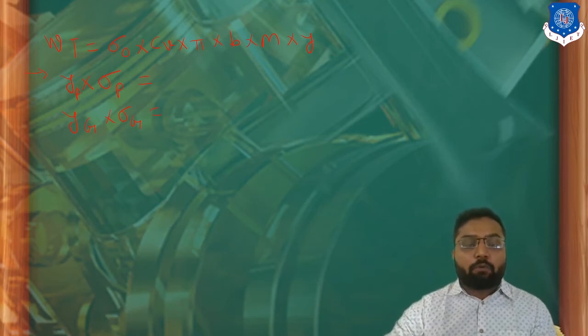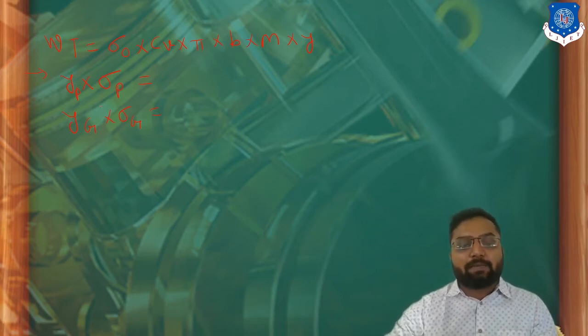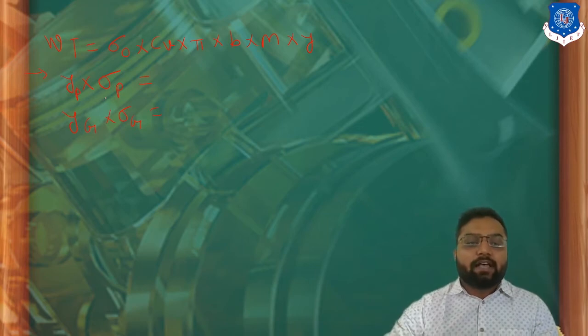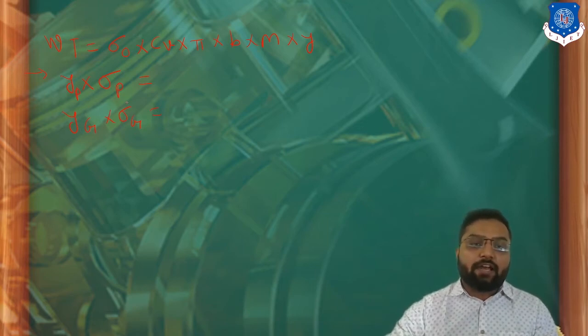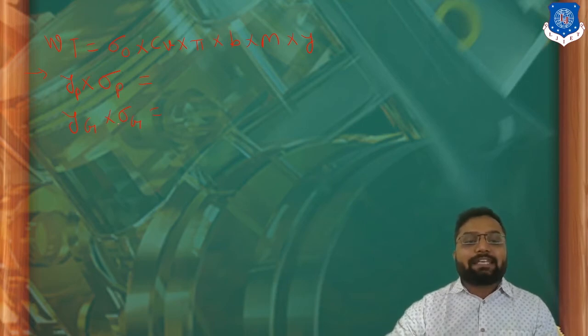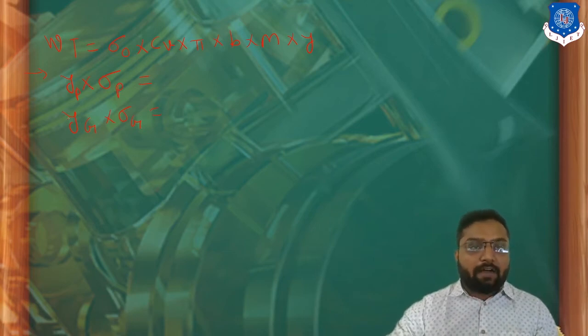Clear? If the product or multiplication of this yp and sigma p is lower, or the value is smaller compared to the multiplication of yg and sigma g, then we have to design for the pinion. And if the value of the multiplication of yg and sigma g, which is for the gear, is smaller, then we have to design it for the gear. Clear?